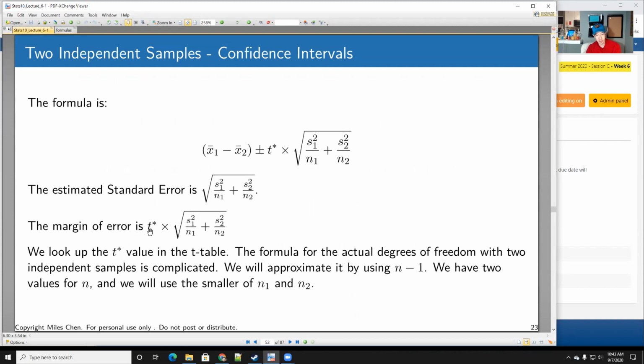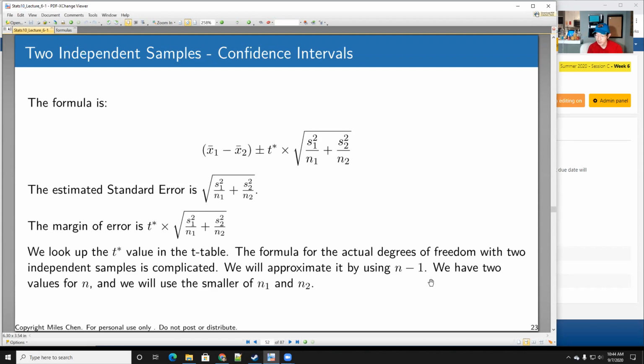So we're going to look up the value in the T table to get our critical value, T star. And the truth is that the actual degrees of freedom, when you have two independent samples, is kind of a complicated matter. So the approximation is to use n minus 1. And we have two n's, so we're going to just use the smaller of n1 and n2.